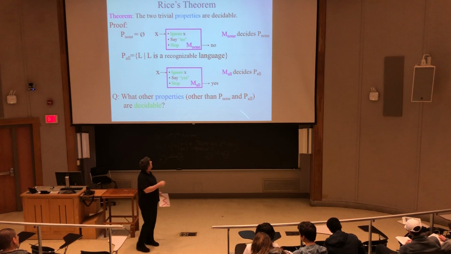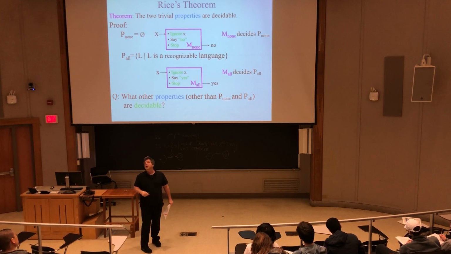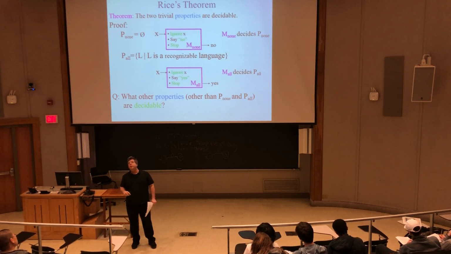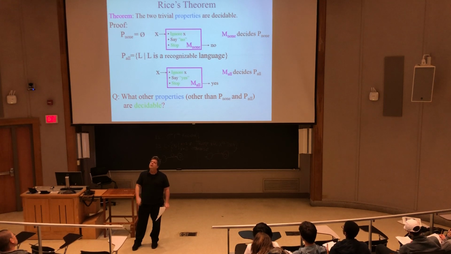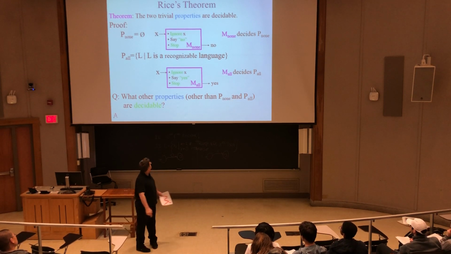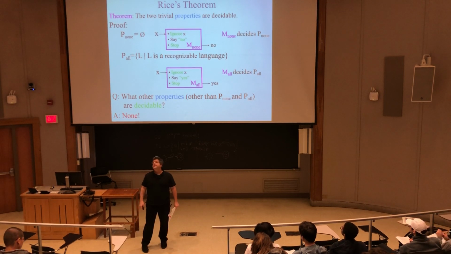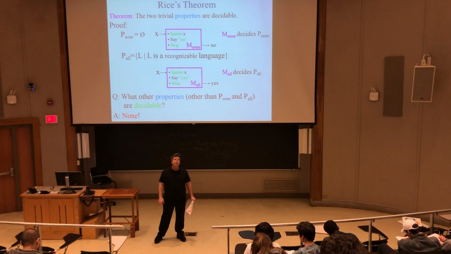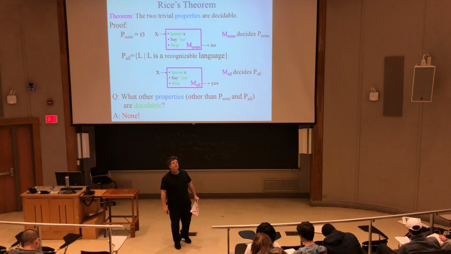So, which properties are decidable of all these uncountable infinity of properties besides those two? Which ones are decidable? And the very shocking, very pessimistic, disappointing answer is that none of them are. They're all undecidable, every last one of them. And we're about to prove this.